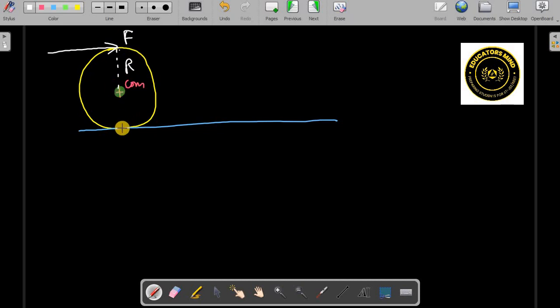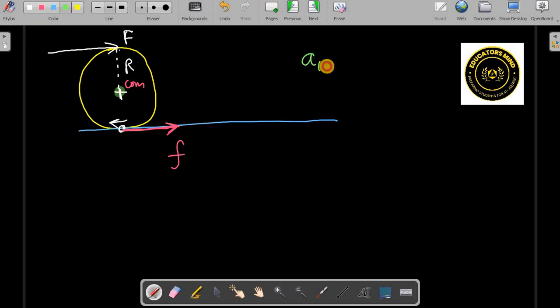Now because of this, suppose the surface is a smooth surface, then the body will try to do pure rotation. But because there is friction, this point of contact has a velocity with respect to the surface in this direction, so friction must act in this direction. Of course, you can take friction in any other direction if you are not sure, so the answer will come with proper sign, plus minus. But let us say friction is acting forward, then what is the condition for pure rolling?